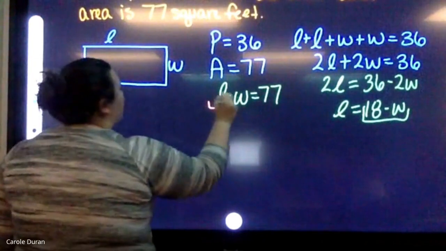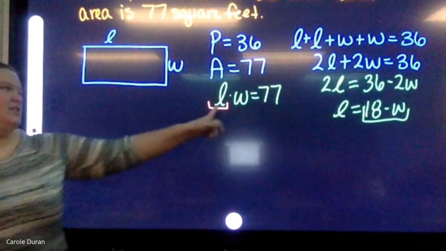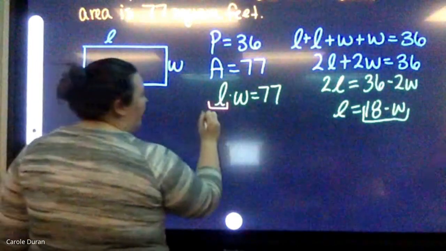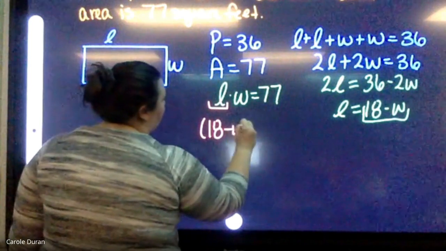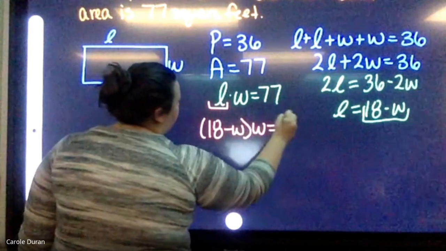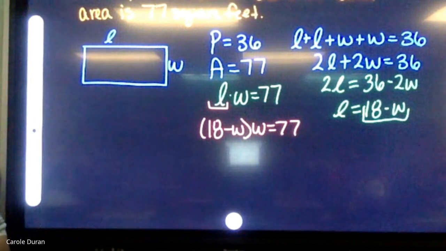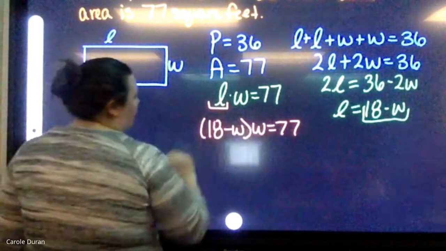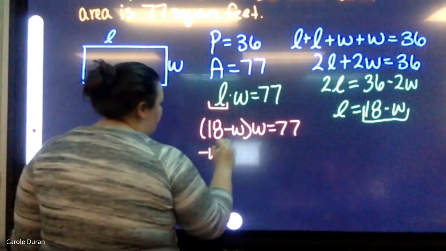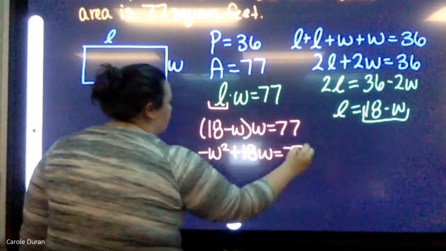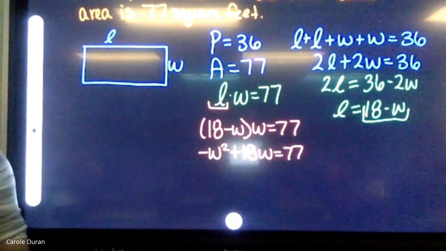No, it can't be elimination because I don't have addition or subtraction here, so I could not do that. So when I put it in, I get (18 minus W) times W is equal to 77. What am I going to do from here? Distribute the W. So I'm going to multiply it into both of these. When I do, I get negative W squared plus 18W equals 77. So I just reordered them so the W squared was first.